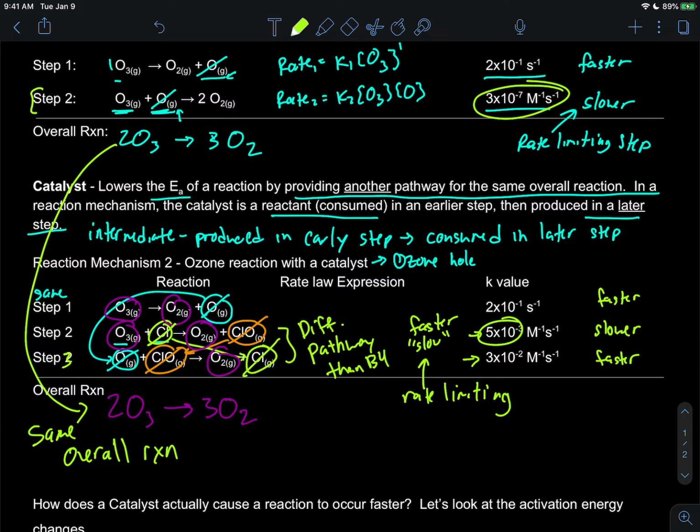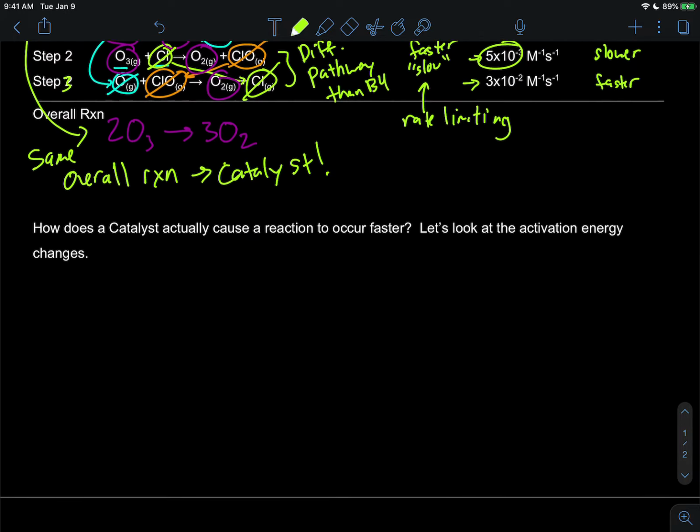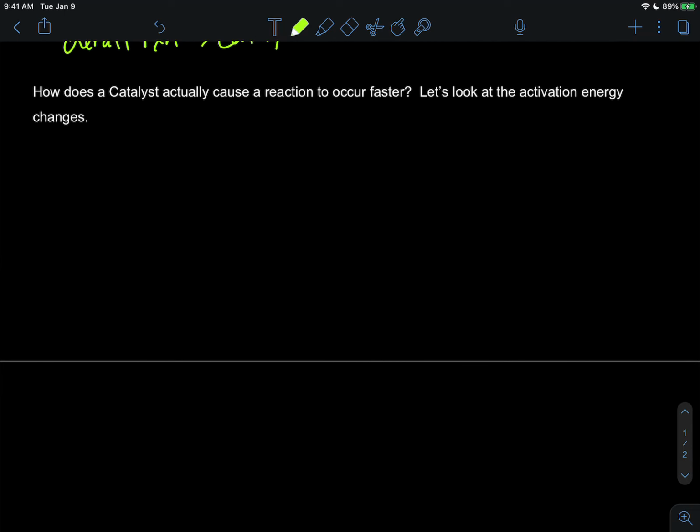We'll notice that this is true any time we add a catalyst. Adding a catalyst is not going to change what our reaction is. What a catalyst is going to do is provide a different pathway for that reaction to occur, which causes that reaction to happen a little bit faster. Now, this is what we can observe with regards to a reaction mechanism. So let's talk about how a catalyst actually changes a reaction and makes it go faster.